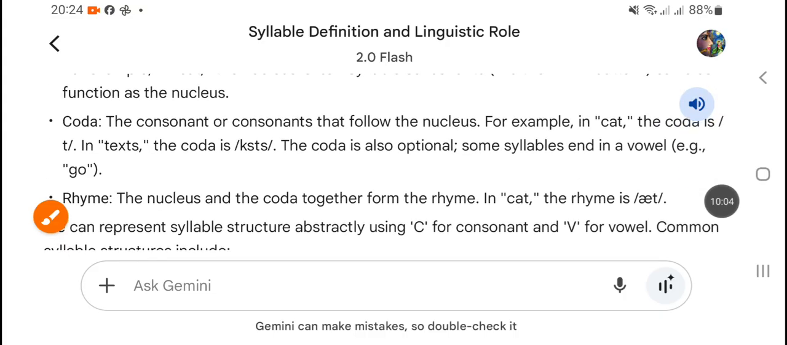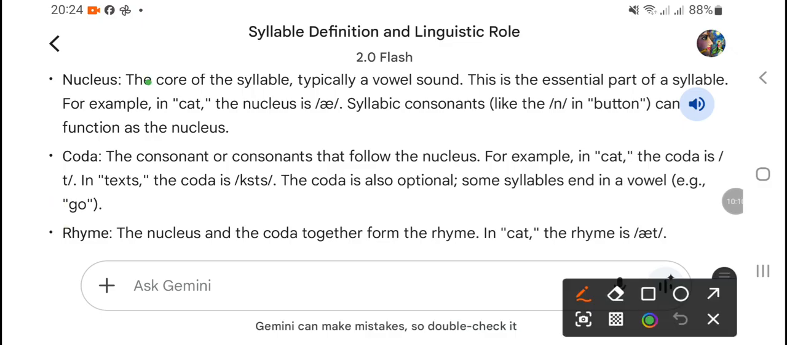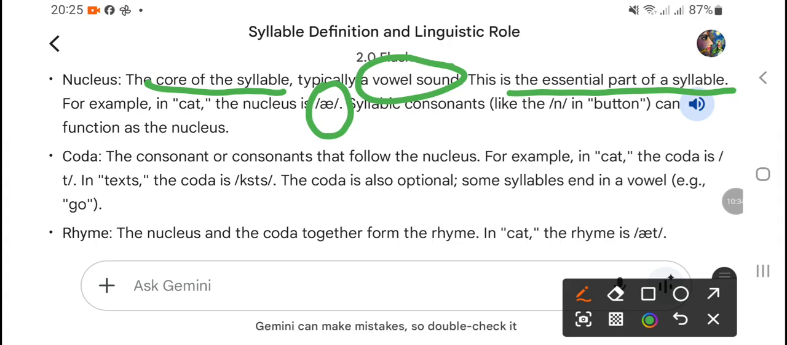Now next is nucleus, the core of the syllable. Typically a vowel sound is called nucleus. This is the essential part of a syllable. Please take care: this is the core of the syllable, the essential part of the syllable. Example, cat, we had already discussed. The nucleus is a, right?